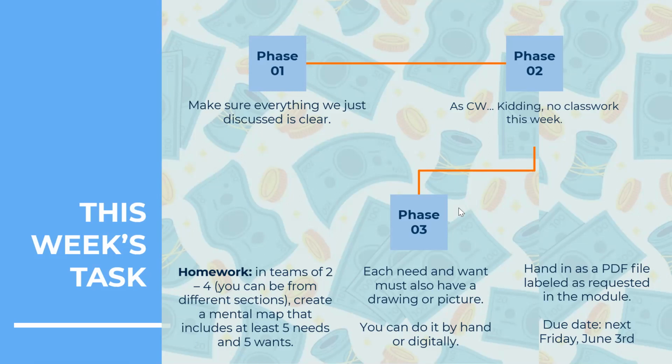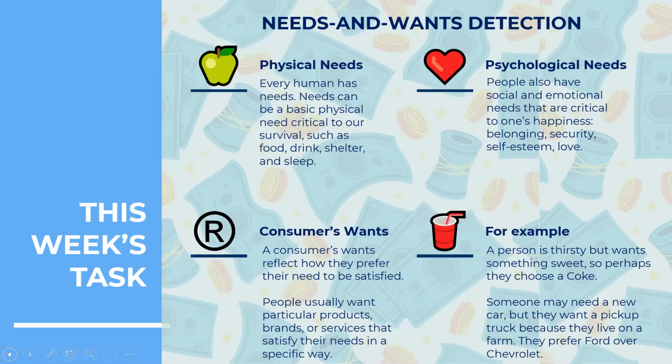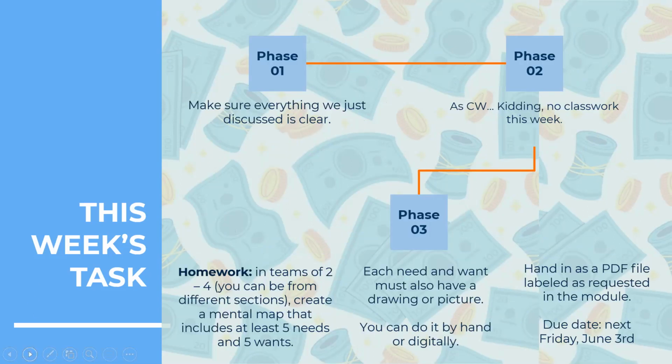Then each need and want must also have a drawing or a picture. Like the food we had in the previous slides. Physical needs, okay, if I'm going to explain food, I'm going to put an apple. If I'm talking about psychological needs and self-esteem, I can draw a heart, for example. That's what you're going to do. You're going to make a list of at least 5 needs and 5 wants, and you're going to exemplify it through a drawing or a picture.